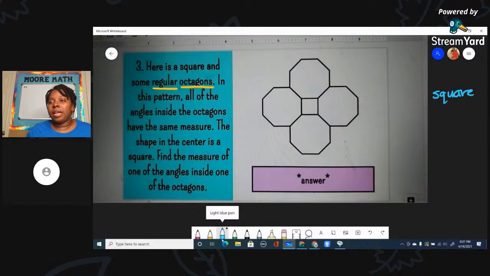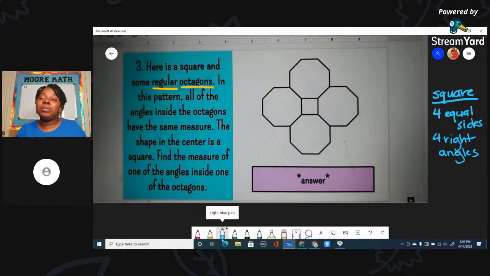Awesome. So we know that a square has 4 equal sides. That was great. And 4 right angles. Okay. Now, we don't know anything about the angle measure inside the octagon yet. But do you know how many degrees are in a circle? How many degrees are in a circle? Let me use a different color. 360. Good.